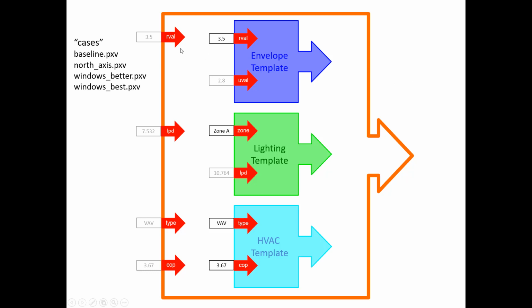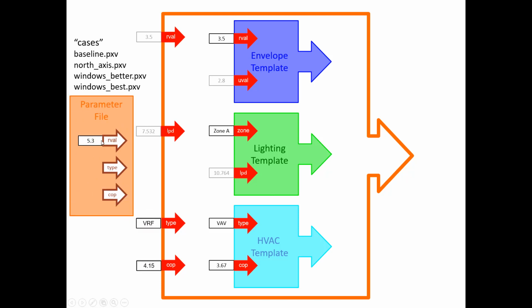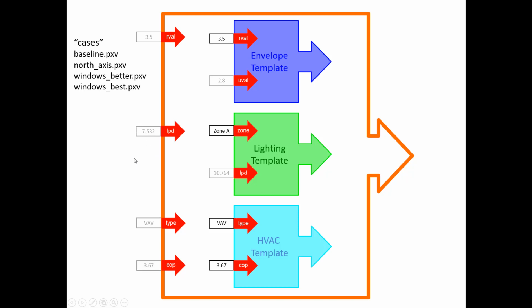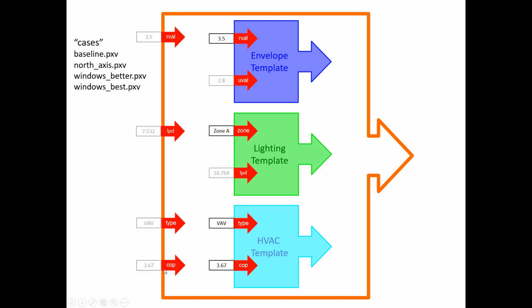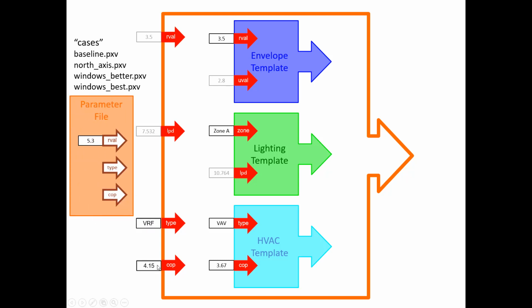So we have our root file, which has these default parameters for the R value, lighting power density, HVAC type, chiller COP. But then we have these case files or parameter files that are feeding in parameters to overwrite those defaults. So for example, we have this case file and it's changing this VAV system type to VRF, and it changed the COP from 3.67 to 4.15.